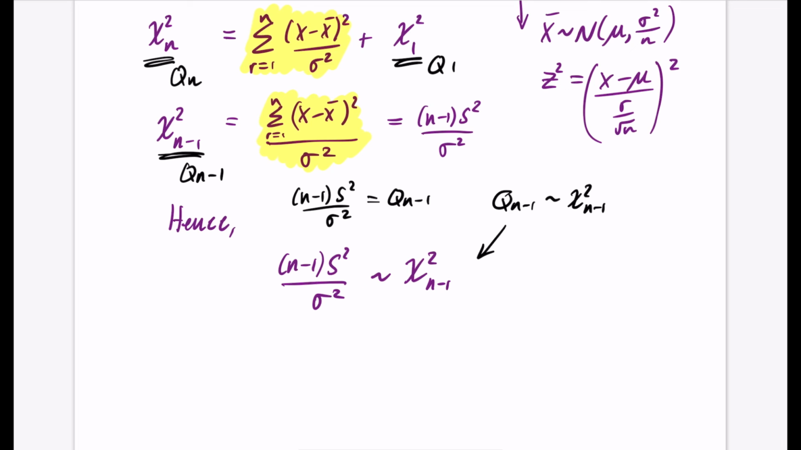Okay, next video, we're going to start thinking about how we use this to come up with confidence intervals for variance, because all we've done so far in chapter 5 was confidence intervals for the mean.